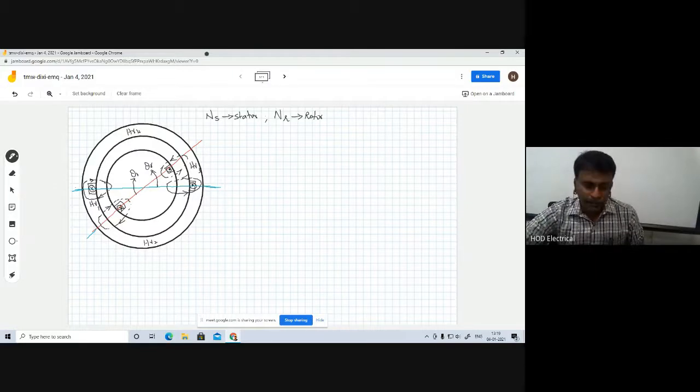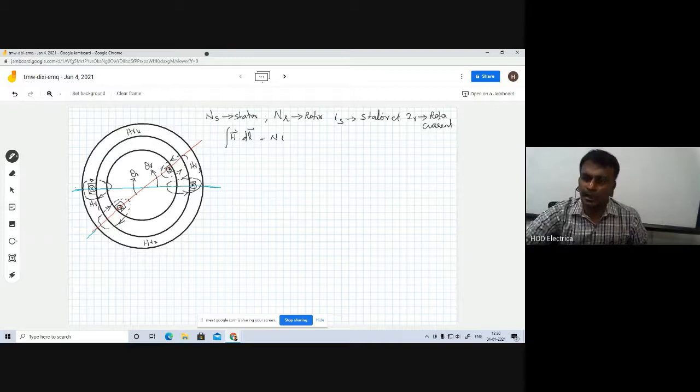Now, I am going to write Ampere's law. Ampere's law is: the line integral of H dot dl around the contour equals the number of turns times the current enclosed. The current in the stator we can write as IS, the stator current, and IR as the rotor current.